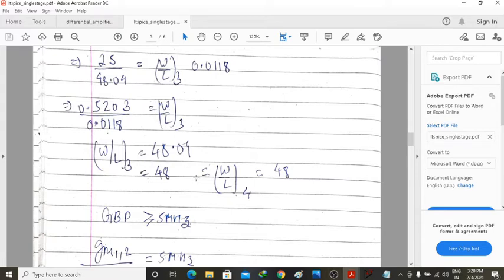So the aspect ratio of M3 and M4 should be equal. Again, it is a question of theory. You go and refer to the literature survey and you will understand. So the first step is done. We got the aspect ratio of the M3 and M4 transistors.